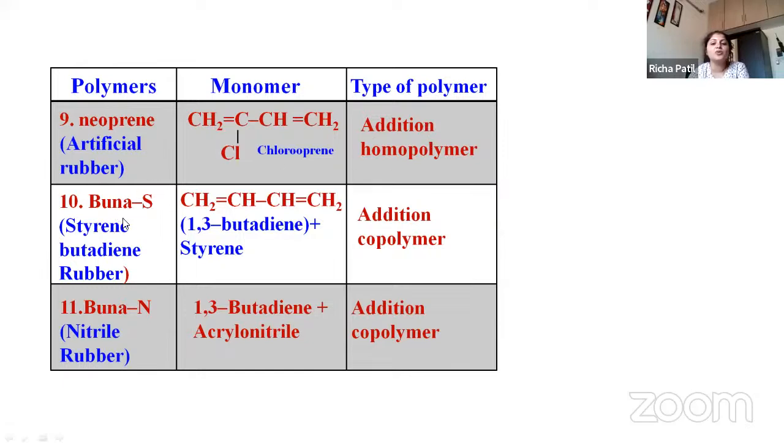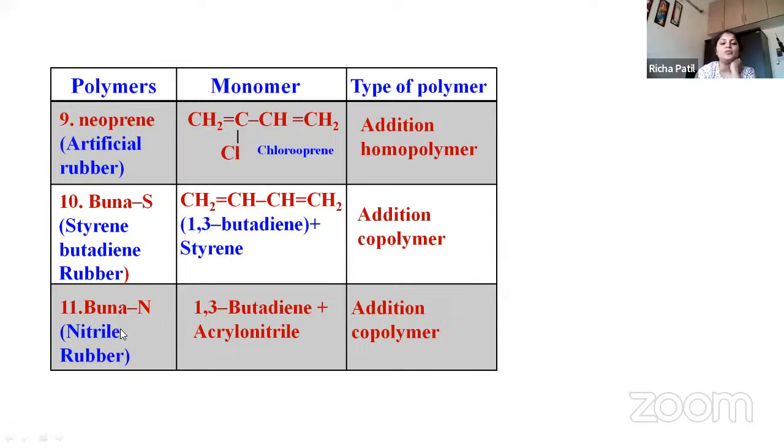So next is Buna S. Buna S is made up of butadiene and styrene, so you can see the monomers 1,3-butadiene plus styrene. What is the type of polymer? It is an addition copolymer. What do you mean by copolymer? When there are two or more different monomer units, it is said to be a copolymer. In this case, there are two different monomer units.